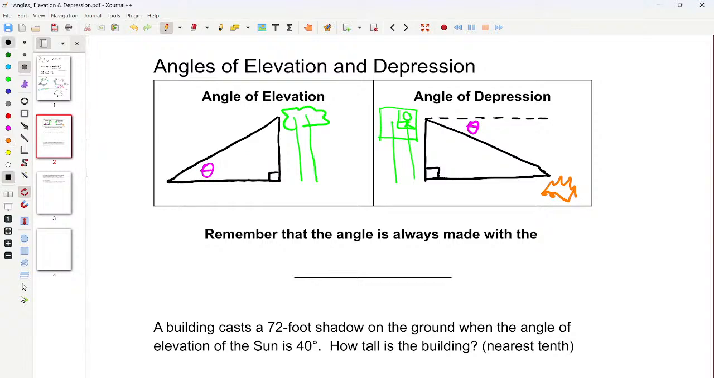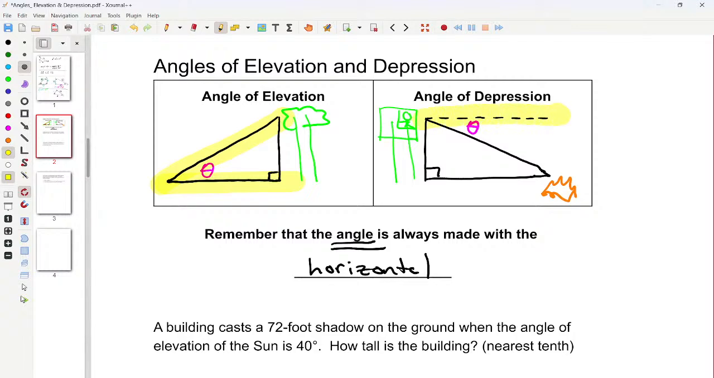The most important thing to remember is that the angle of depression and the angle of elevation are always made with the horizontal. Here's the horizontal, looking straight out, and then looking upwards is the angle of elevation. If you're in a helicopter or a watchtower on the top of a cliff, you're looking straight out. There's no angle of depression until you look downwards. But both of those angles are made with the horizontal.